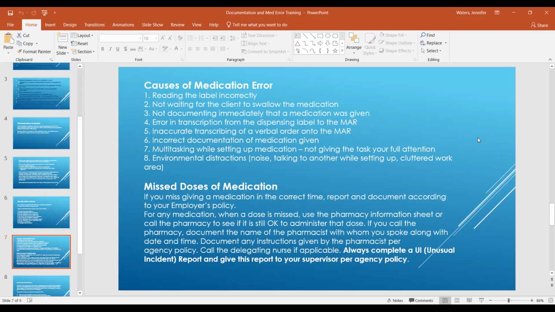For any medication, when a dose is missed, use the pharmacy information sheet or call the pharmacy to see if it's still okay to administer that dose. Be sure to document who you spoke to at the pharmacy and the date and the time. Document any instructions that were given by the pharmacist. Call the delegating nurse if applicable, and always complete a UI report and give this report to your supervisor per your agency policy.